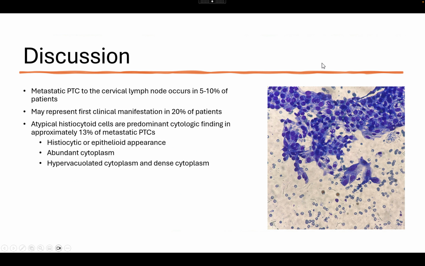So, discussion. Metastatic PTC to the cervical lymph node occurs in 5 to 10% of patients. It may represent the first clinical manifestation in 20% of patients. Atypical histiocytoid cells are the predominant cytologic findings in approximately 13% of metastatic PTCs. What that means is they have a histiocytic or epithelioid appearance, abundant cytoplasm, hypervacuolated cytoplasm as well.